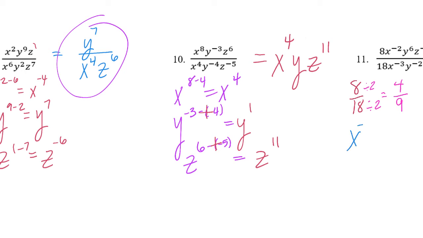So I have x to the negative 2 minus negative 3, which ends up being plus. So negative 2 plus 3 is positive 1. Then I want to go y, so 6 minus negative 2, minus a negative ends up being plus. 6 plus 2 is y to the 8. Last one is z. So z to the negative 3.